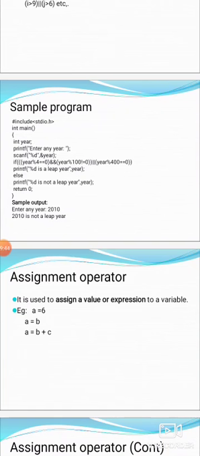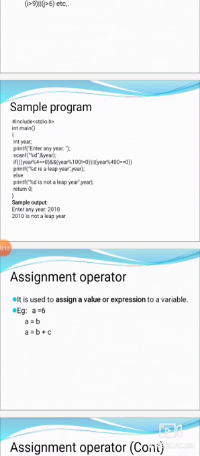We are going to get the year, and the year is compared with the specified conditions, so that we can find whether the particular year is leap or not. The condition is the year divided by 4 should be equal to 0, and when the year is divisible by 100, it should not be equal to 0. When these two conditions are satisfied, that is a leap year.